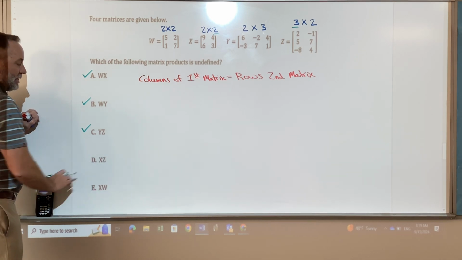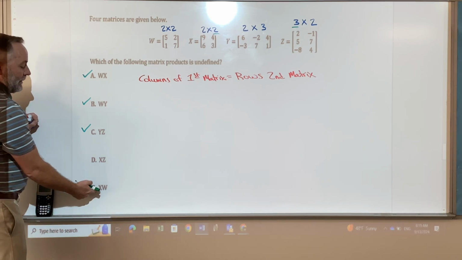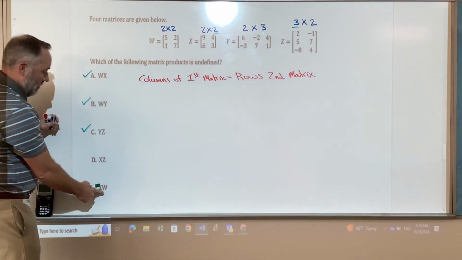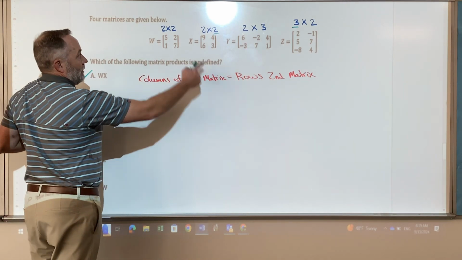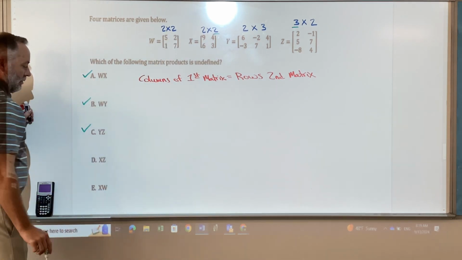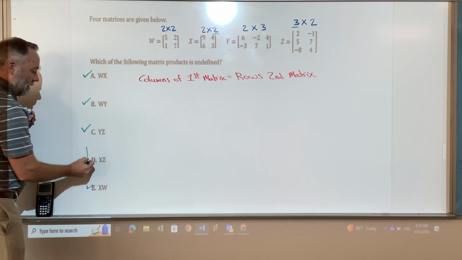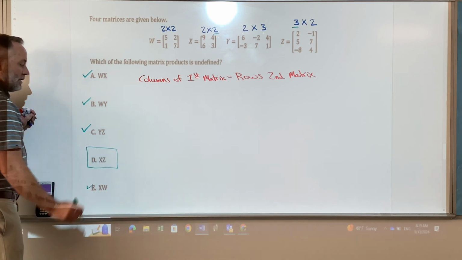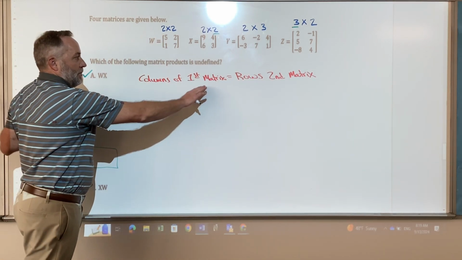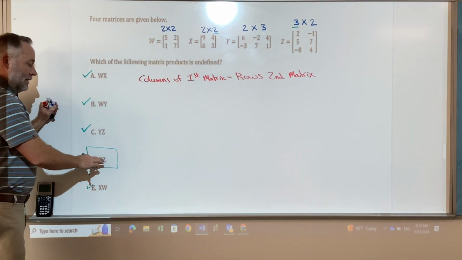We've come this far, let's check out E and make sure E can work, and then we'll feel confident about D. So the columns of X, does it match the rows of W? And here's the rows of W. So 2 and 2, they match, we're good to go. So this works, meaning we can now confidently say the product that doesn't work, the 2 matrices that cannot be multiplied because the columns of the first matrix doesn't match the rows of the second matrix, is X times Z.